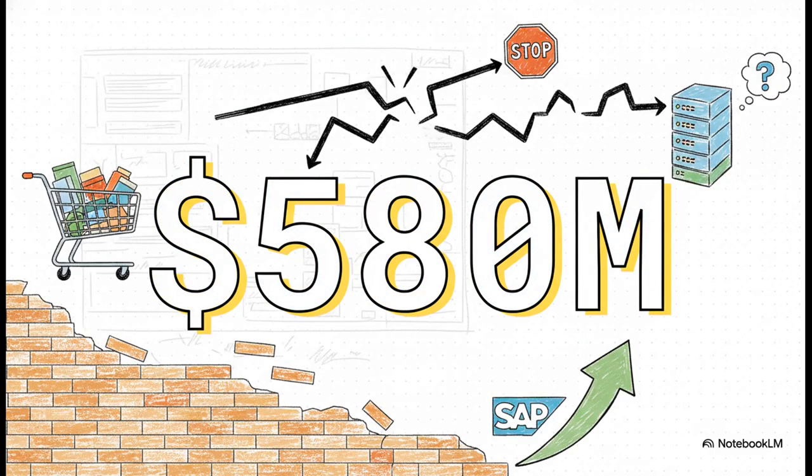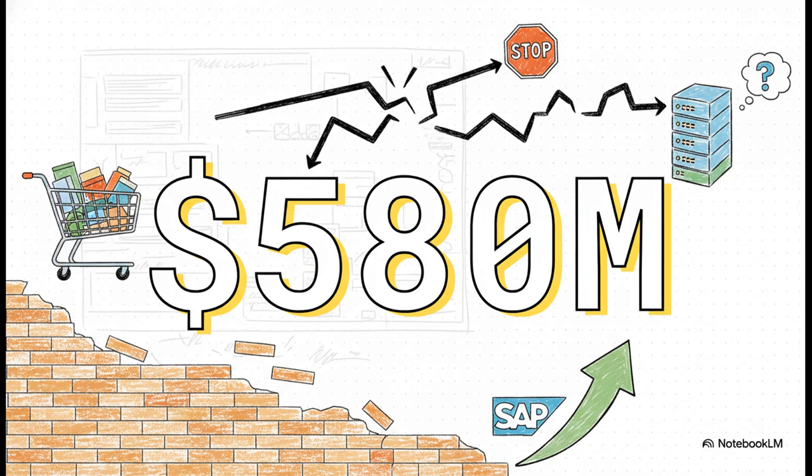The Lidl abandonment. Moving to the European retail sector, we observed the German grocery chain Lidl. In 2011, Lidl partnered with SAP to modernize its inventory management system across its massive network of stores. This project consumed 7 years of development effort and over $580 million in capital expenditure. The over-customization trap.